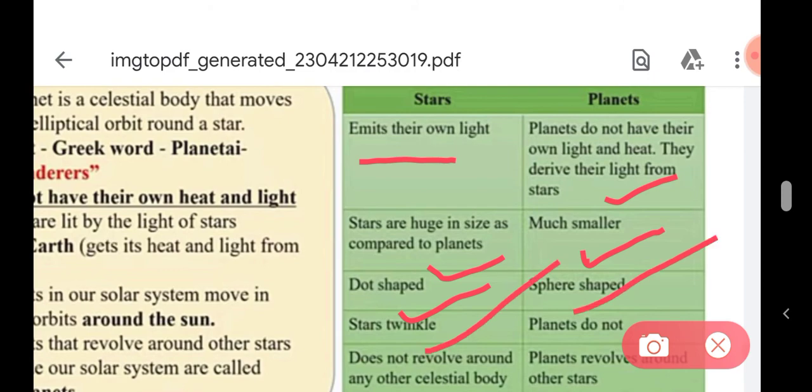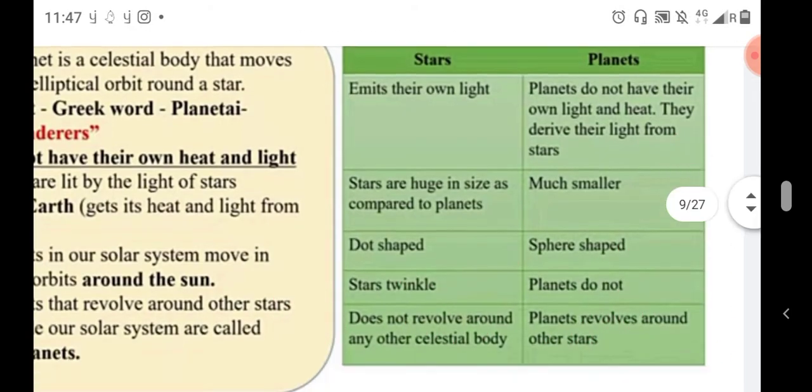Stars twinkle, planets do not twinkle, okay. And stars do not revolve around any other celestial body. Stars किसी भी celestial body के चारों तरफ नहीं घूमते. And planets revolve around a celestial body, like our earth and the other planets of our solar system revolve around the sun, okay.